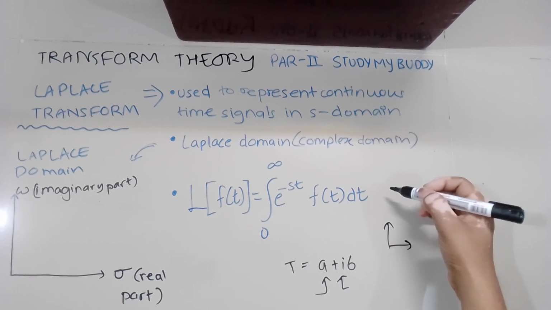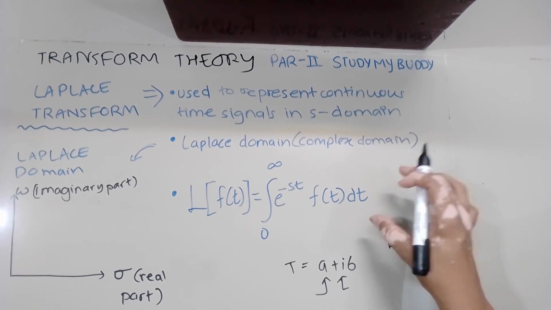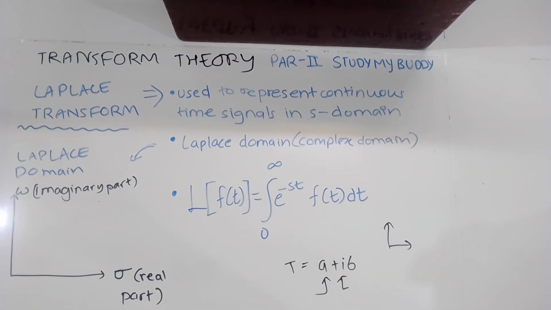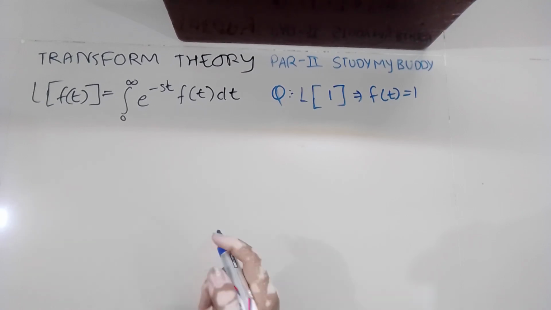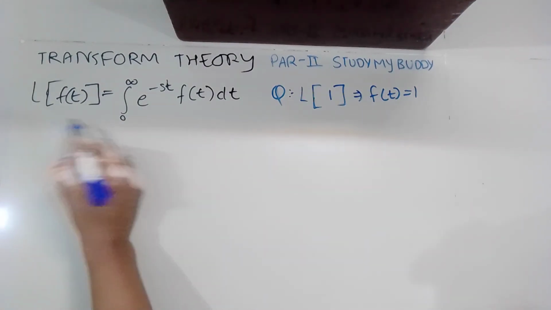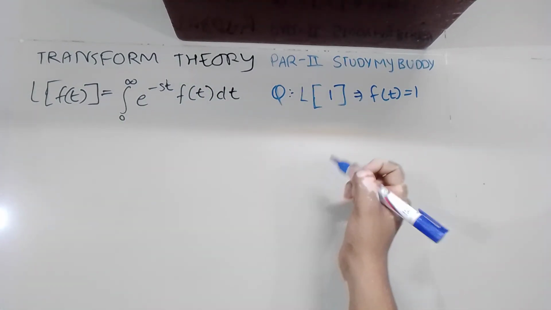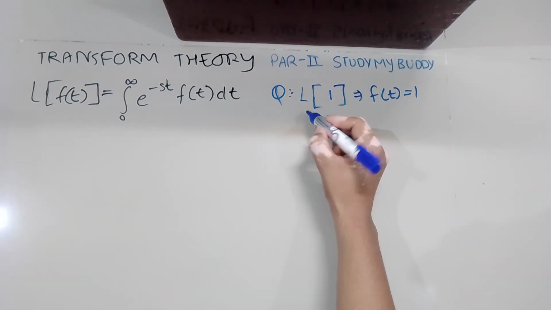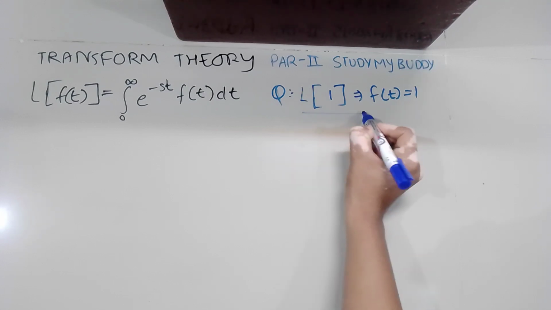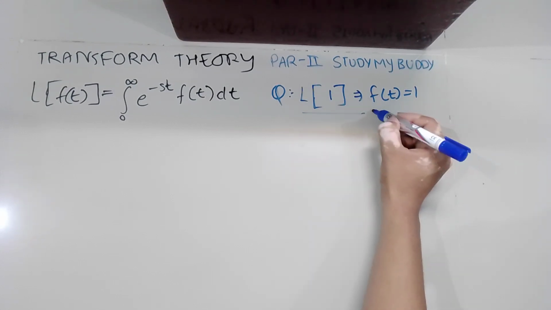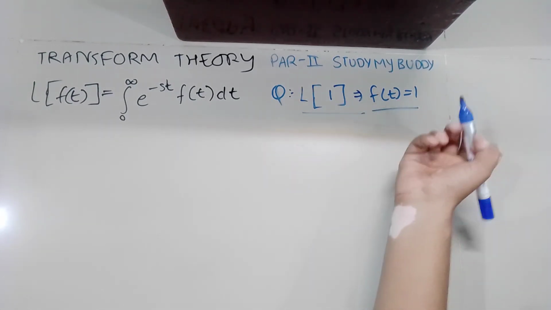This is the formula, a fixed formula for all Laplace transformations. Let's move further. Let's solve a question now. This is the definition of the Laplace transform, okay? Now, we will solve this question where we have to find the Laplace of 1. So here, our f of t becomes 1, right?